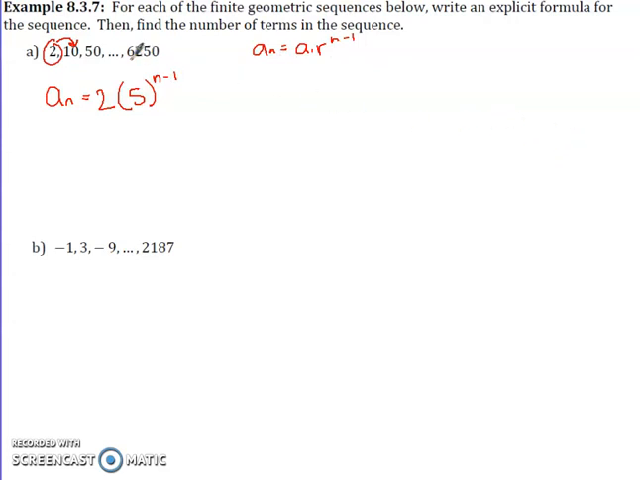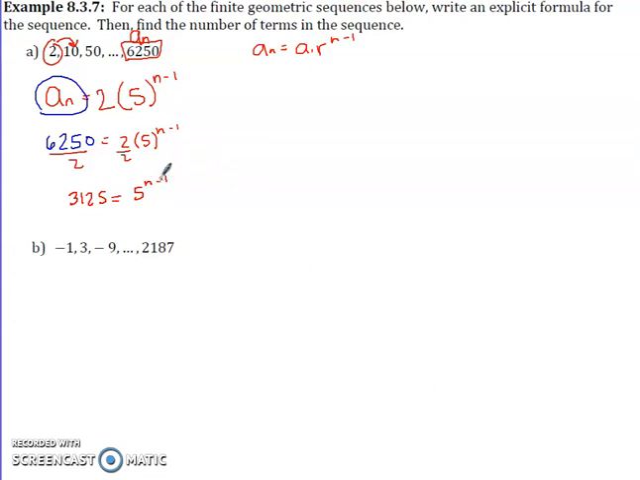Now this is finite because our final term here is 6,250, and we are asked to find the number of terms n. So if this is a sub n, what I want to know is what is n. So what I'm going to do is take that a sub n and replace it for a sub n in my explicit formula, and then just solve for n. So I can do this by dividing by 2. I get 3,125 is equal to 5 to the power of n minus 1.